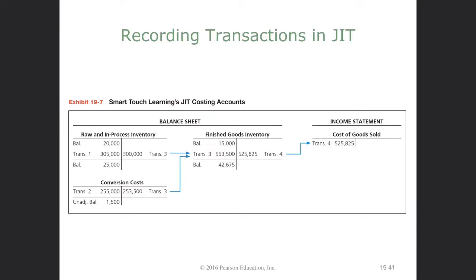And you can kind of look through these. Finished goods, conversion costs. And then once the item is complete and sold, it moves to our income statement and our cost of goods sold account.